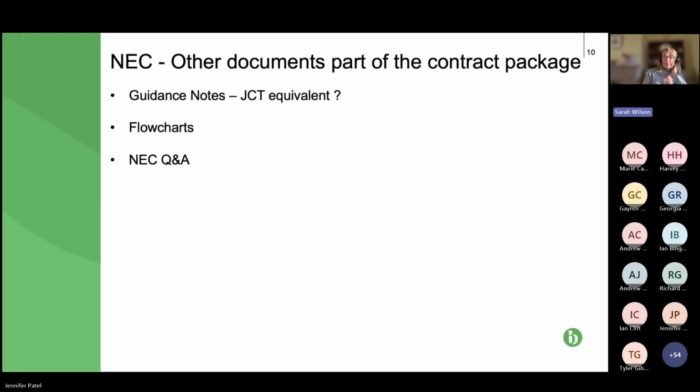There is a sort of JCT equivalent, but really, I find that it just explains the clauses, just paraphrases what the clauses say. So possibly helpful, but I don't tend to refer to it. Flowcharts for NEC 3, not for NEC 4. And of course, we have the NEC Q&A that we've discussed. So if we can move to the next slide, please.